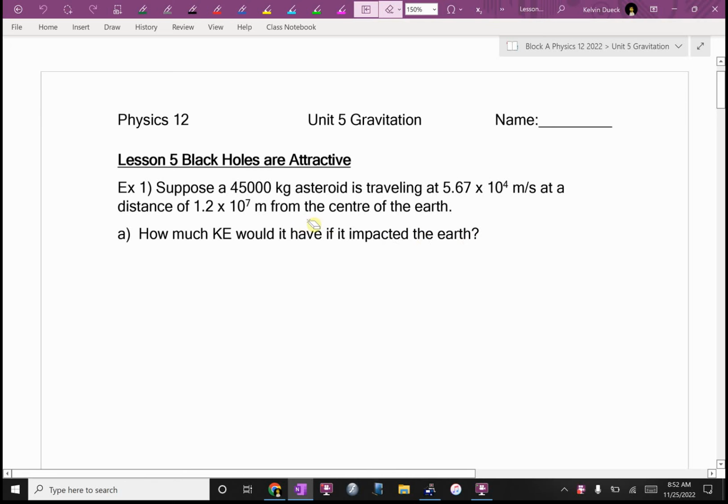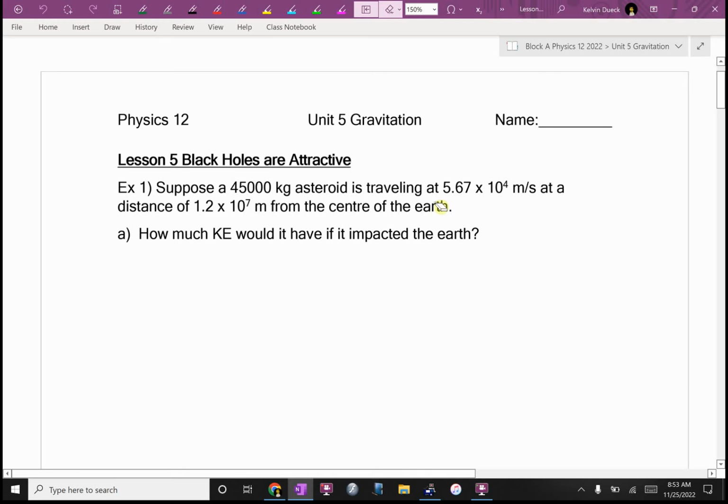Earth. Lena, from the center of the what? That's a radius, not an altitude. If they had given me an altitude, I would have had to add the radius of the Earth to turn it into a radius. How much kinetic energy would it have if it impacted the Earth?